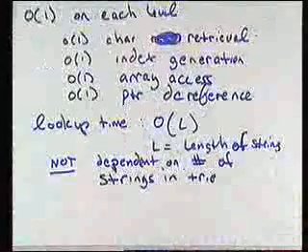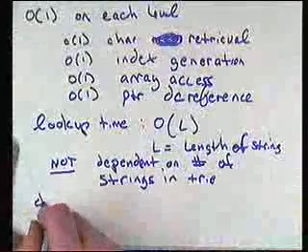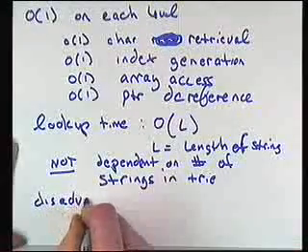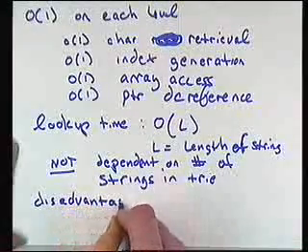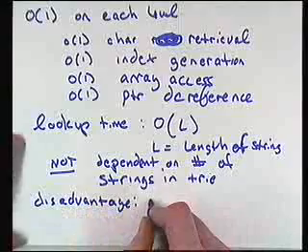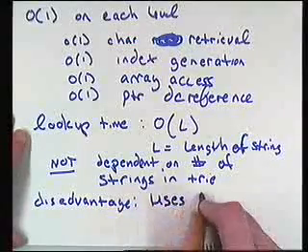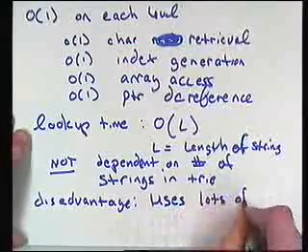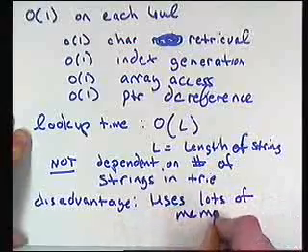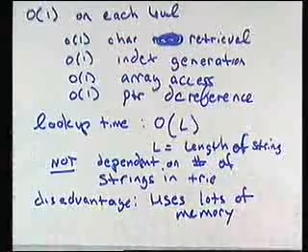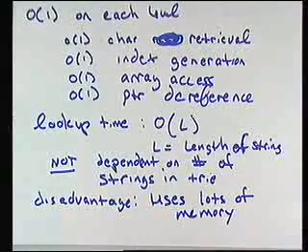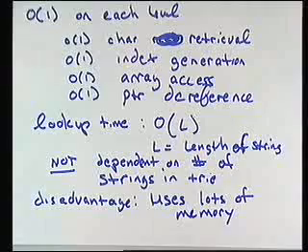So the upside is a very nice lookup time. The disadvantage is it uses lots of memory. And what we'll be looking at for a lot of the remainder of this trie lecture is ways in which we can trim down the memory usage of tries. But that's the disadvantage of this structure, is a lot of memory is used by this structure.